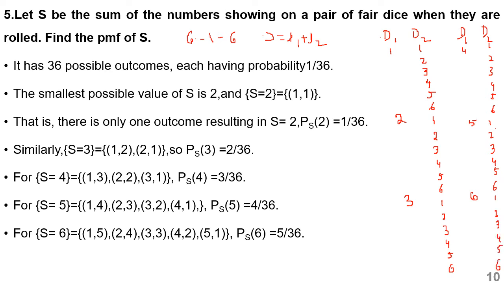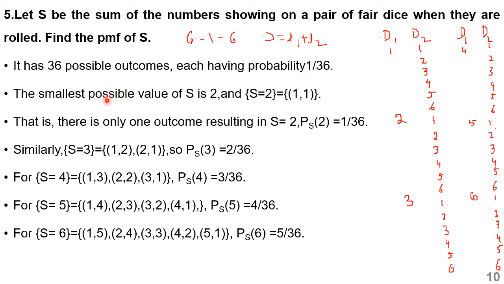And you can see that the total number of outcomes is equal to 36. So there are 36 possible outcomes, and each case is unique in nature. (1, 1) I cannot get anywhere else, or (1, 2) I cannot get anywhere else. Therefore each one has a probability of 1 divided by 36.